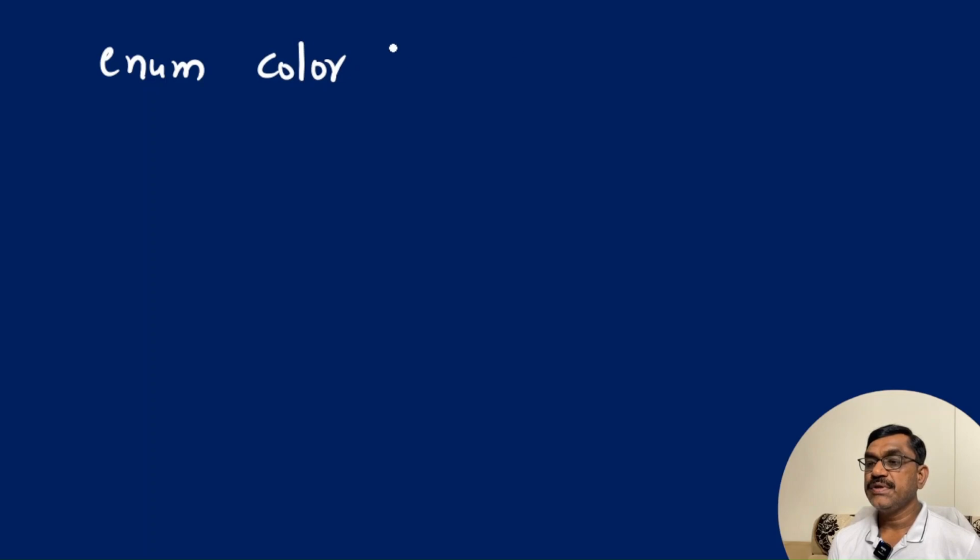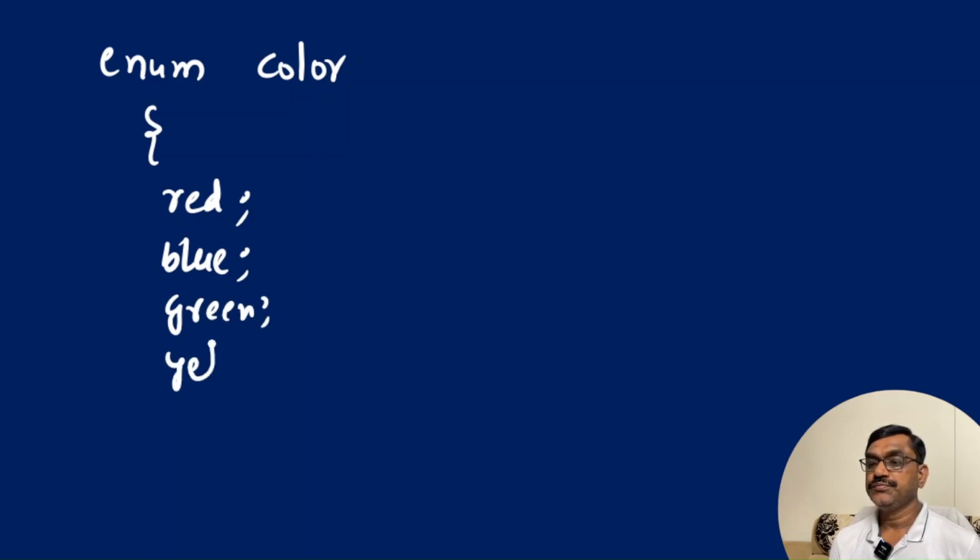Some other examples for the enumeration will include, for example, enum, and the name of the enumeration type is color, and we write the opening brace. Here we can write red, blue, green, yellow. Like this, we can give any members, and every enumeration data type ends with a semicolon.